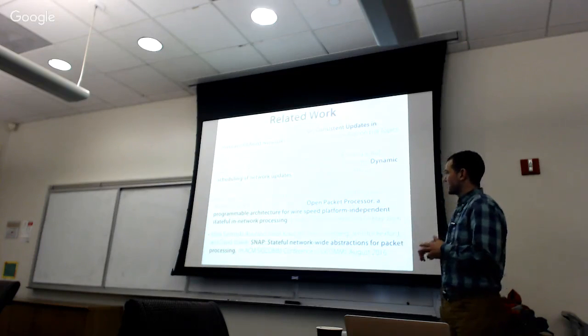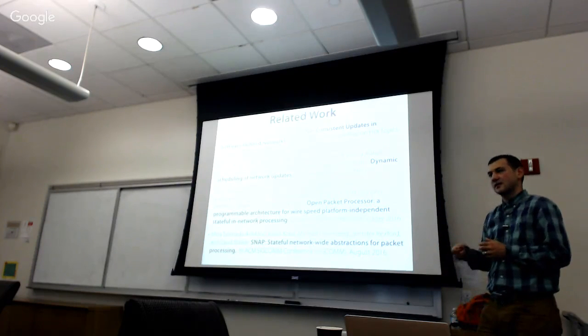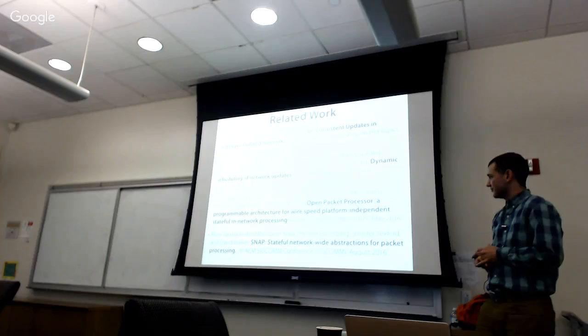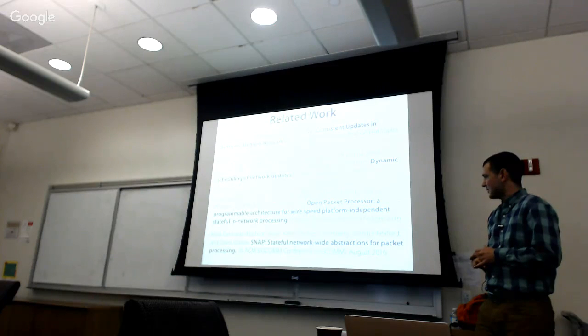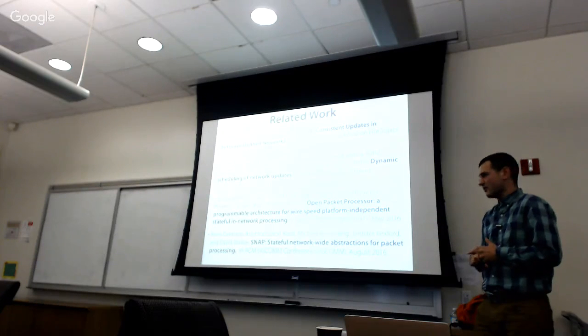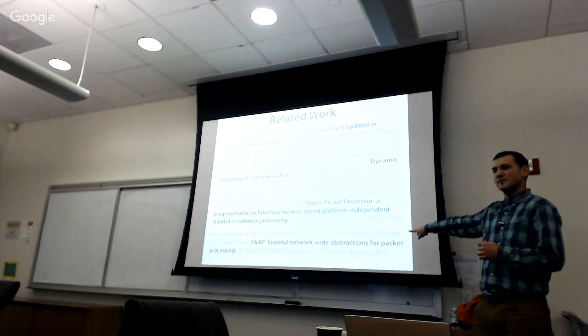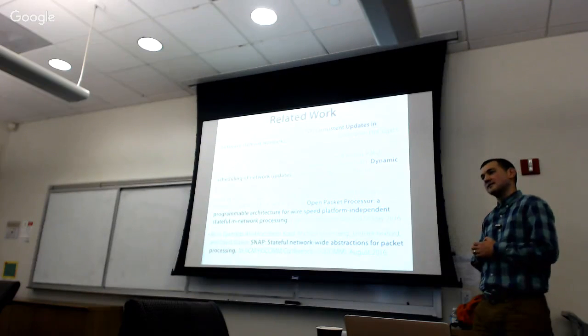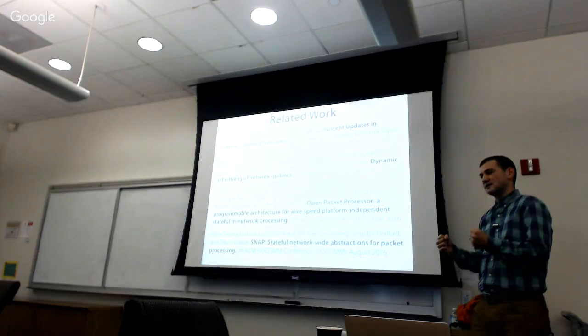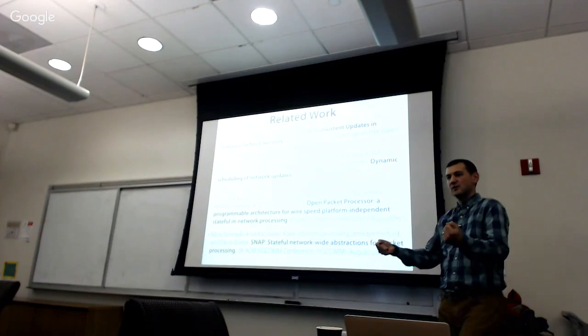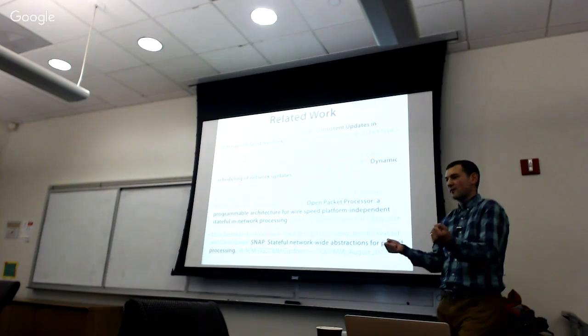There's OpenState, which is a project out of Milano. It's also based on a finite state machine representation of packet processing programs. And then there's the SNAP work that someone asked about before. The main difference between the SNAP work and ETSs is SNAP is based on this one big switch abstraction. So you can't actually program the paths through the network.